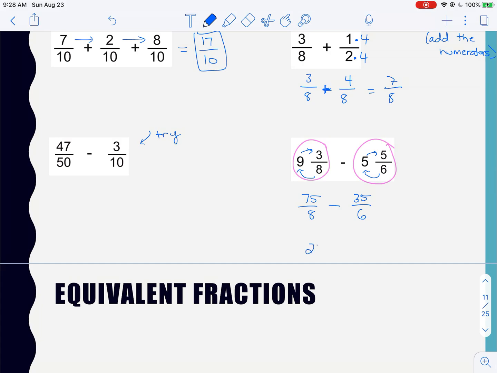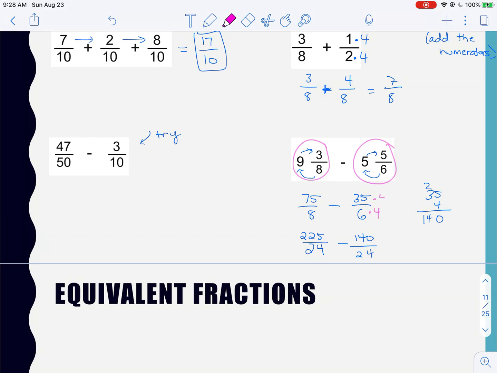Their common denominator could be 24, because both 6 and 8, when I multiply them by different numbers, I can get 24. And then 75 times 3 would be 225, and then minus 35 times 4 would be 140. So this would be 140 over 24.